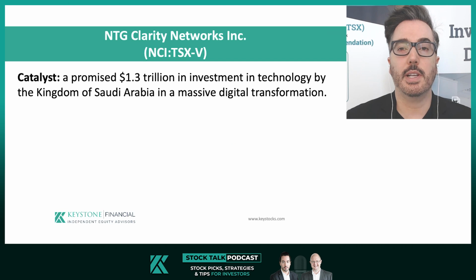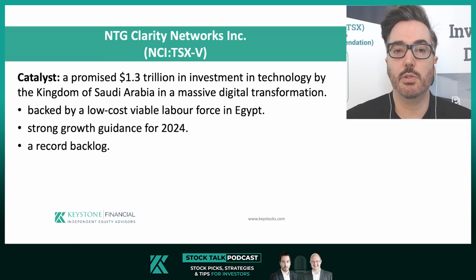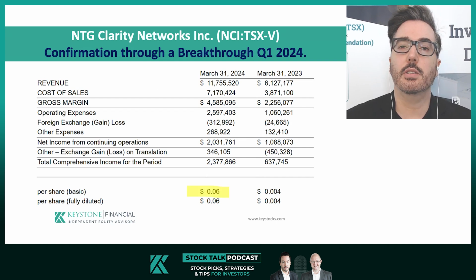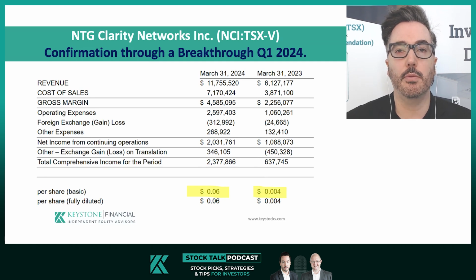So fast forward 2 years, the catalyst appears to have taken hold, powered by a promised $1.3 trillion in investments in technology by the Kingdom of Saudi Arabia and a massive digital transformation. NTG had posted significant growth, backed by a low-cost labor force in Egypt, introduced strong growth guidance for 2024, backed by a record backlog. And we received confirmation in the form of a breakthrough quarter, 6 cents in EPS in the company's Q1 2024, up from under a cent in Q1 2023, higher margins, higher EPS, and we had part of our confirmation.